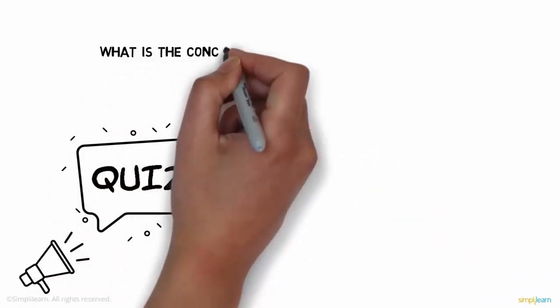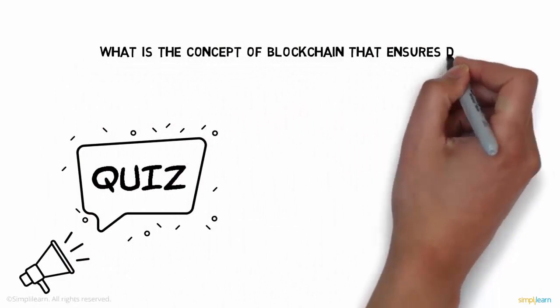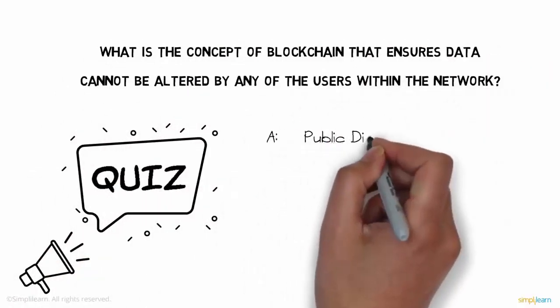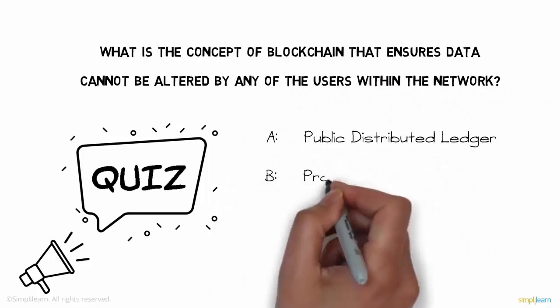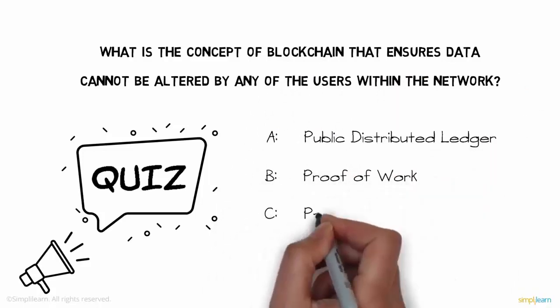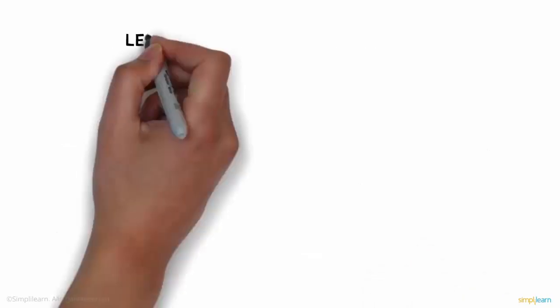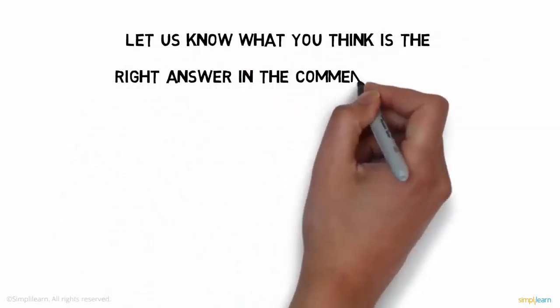What is the concept of blockchain that ensures data cannot be altered by any of the users within the network? A. Public distributed ledger. B. Proof of work. C. Proof of stake. D. Hash encryption.